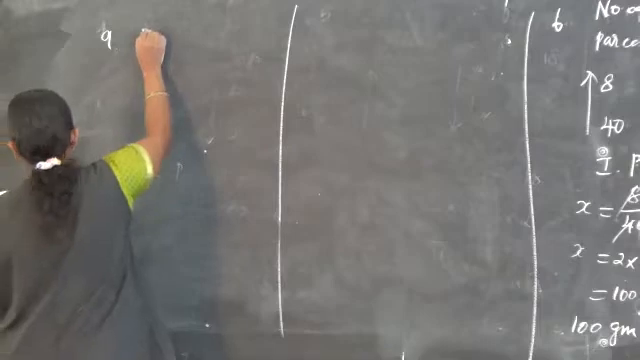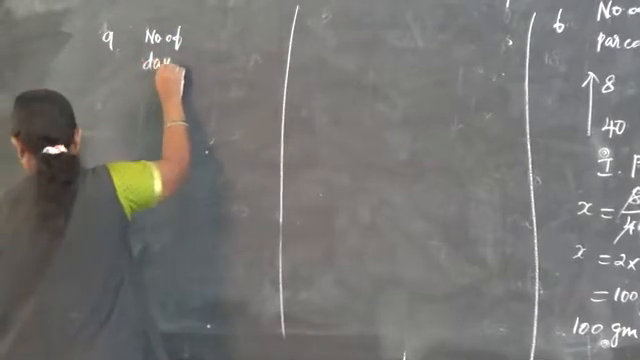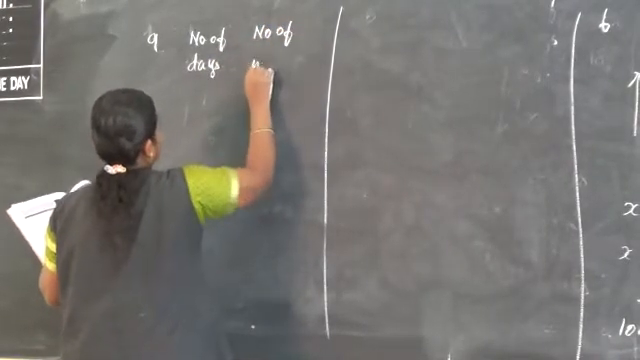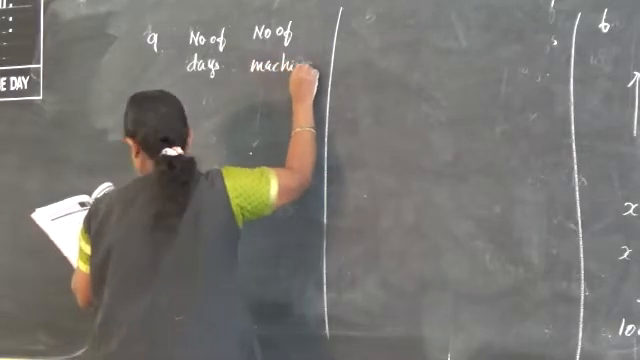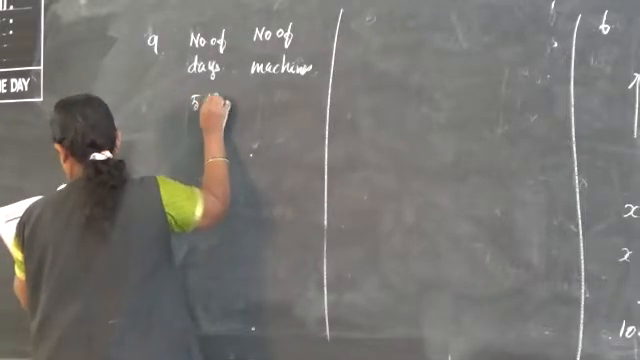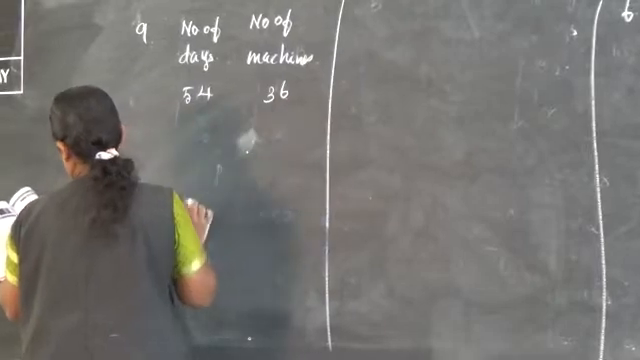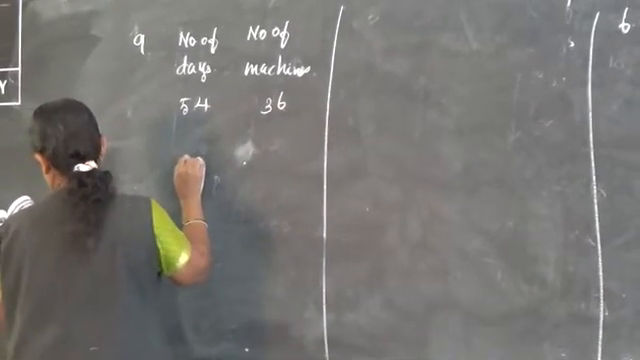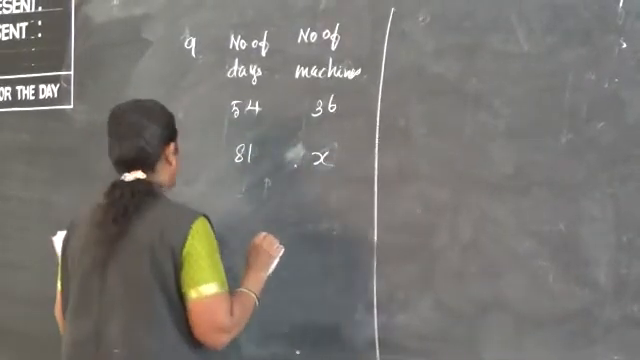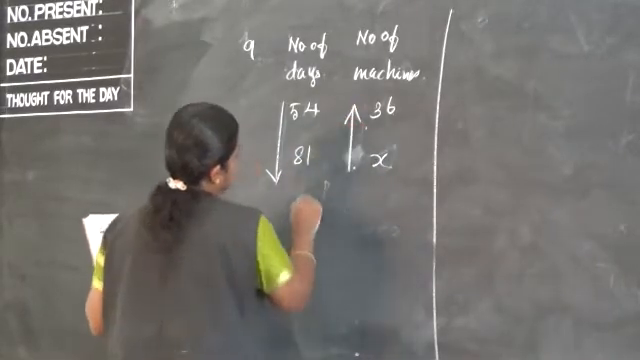Ninth one, number of days here, number of machines they can produce. Now, 54 days, 36 machines. Now, what are the machines for 81 days? How many machines can they produce? Now, the number of days is increasing. Definitely, the number of machines will be decreasing.